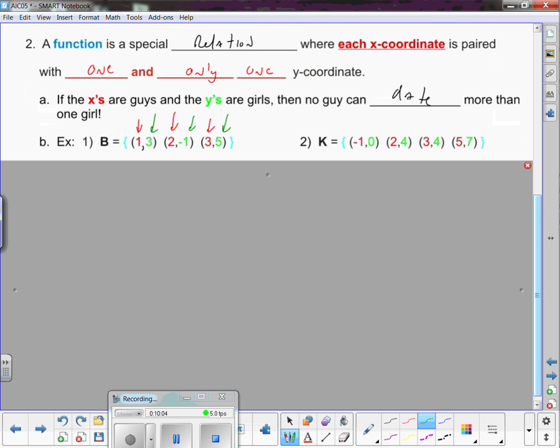So, second situation, set K. Again, negative ones with 0, twos with 4. Uh-oh, threes with 4. Is this not a function? Is it a function? But 4's going with 2 and 4's going with 3. A girl can date 2 guys or 3 guys or 5 guys or 8 guys or 10 guys. It'll still be a function.